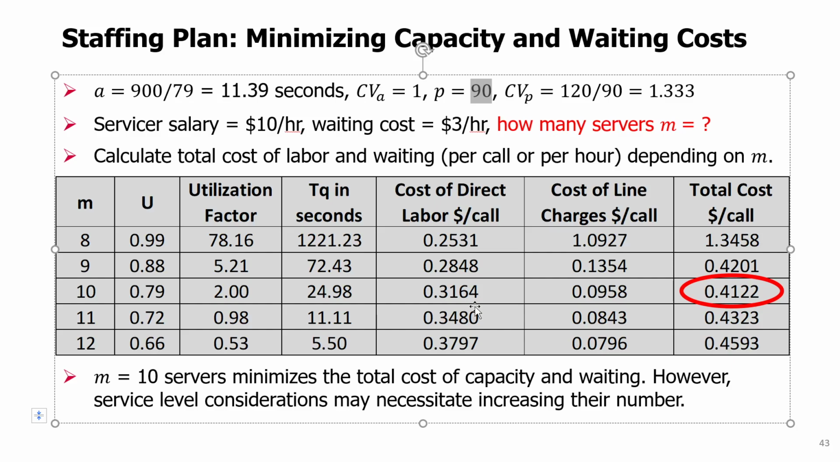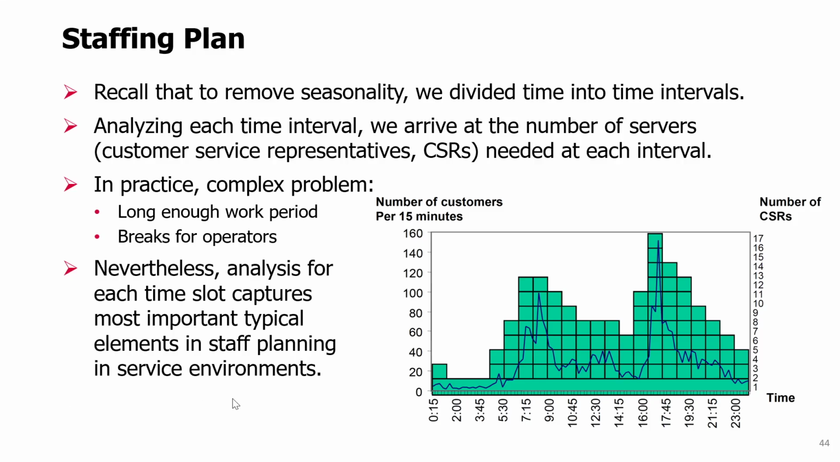So, of course, this kind of analysis can be done for every time interval for which we do analysis. Remember when we talked about whether the process has seasonality or is stationary, we said to divide the timeline into time periods in which the system is stationary, the arrival and service times behave like stationary processes. And so if we do this, we can come up, for any time period, with a desired number of servers. These green boxes are the desired number of servers that we would like to have.